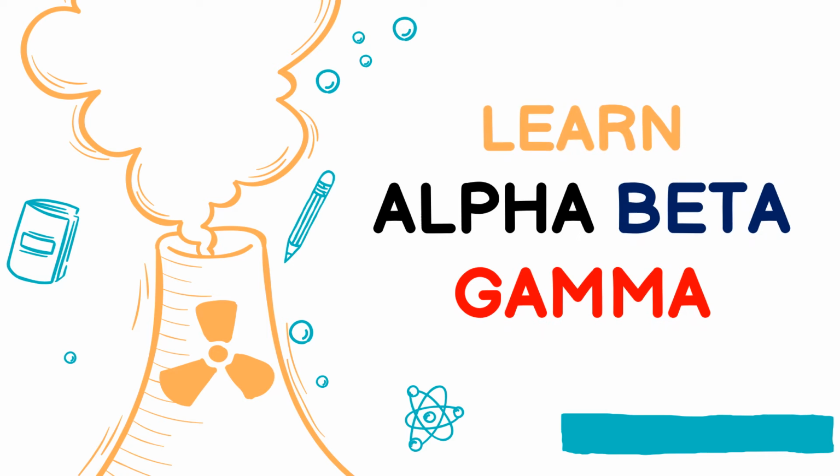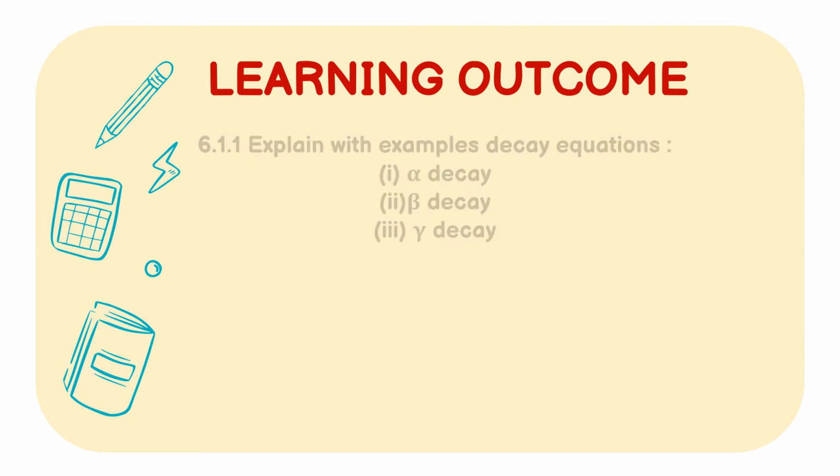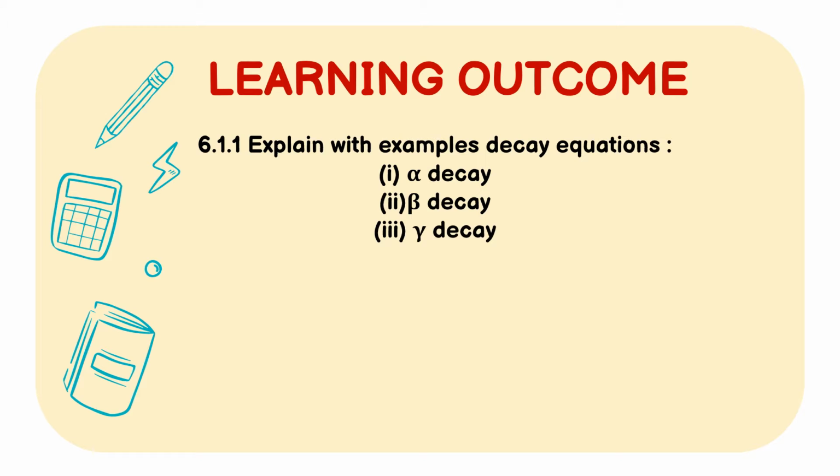Assalamualaikum and hi everyone. Today we are going to learn about alpha, beta and gamma. For today's lesson, we will only cover one learning outcome, which is 6.1.1: Explain with examples decay equations, alpha decay, beta decay and gamma decay.